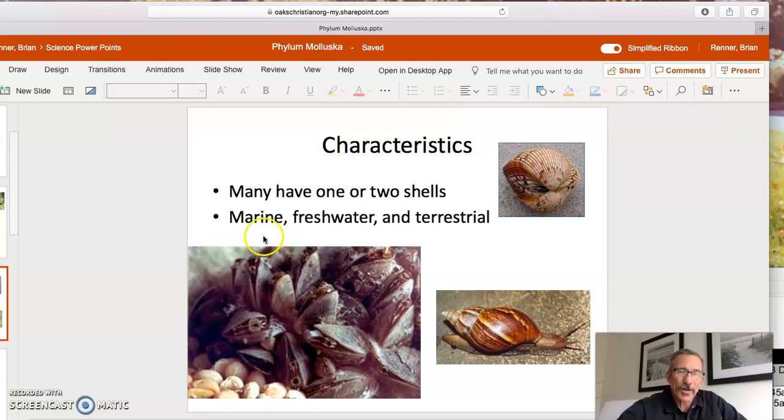You would find these animals in the ocean, you'd find them in freshwater, and also they're terrestrial, meaning they live on land. But on land, typically in a pretty moist environment. They're pretty delicate. The mantle is a pretty thin tissue layer. They would dry out fairly easily if they weren't in a pretty moist world.